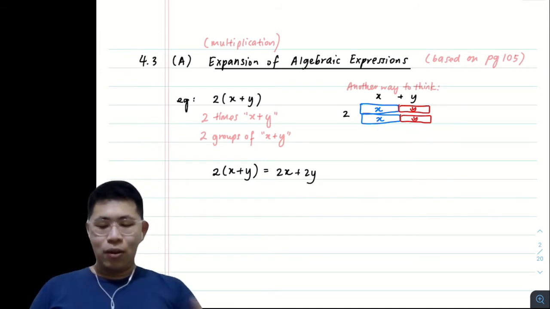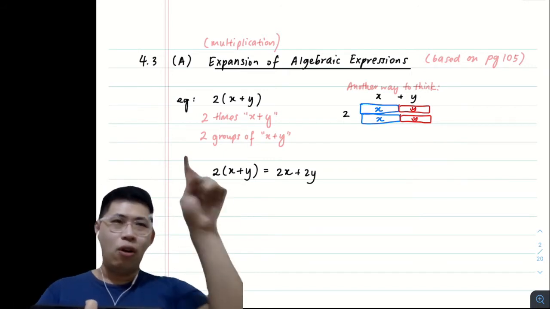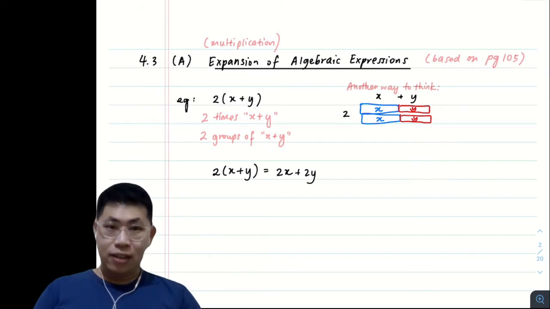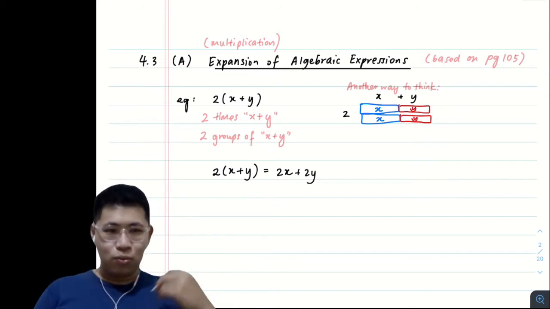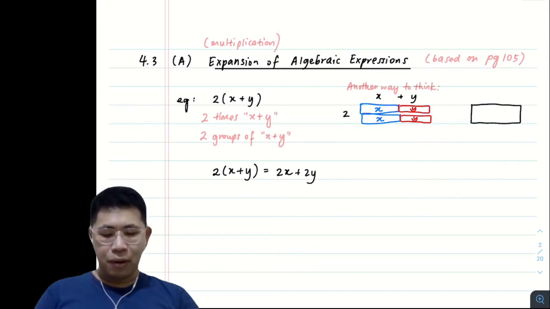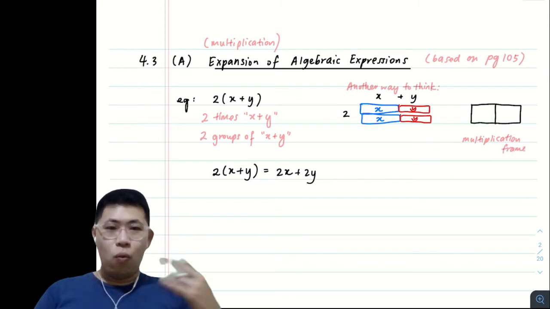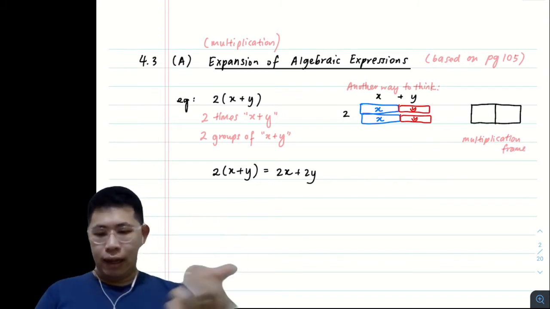Now, if we were to draw bricks of x and y, it is a bit inconvenient. So another way to simplify this drawing process is to think of it in terms of drawing a box. We call this the box method, or we call this the multiplication frame, used when we are multiplying algebraic expressions.